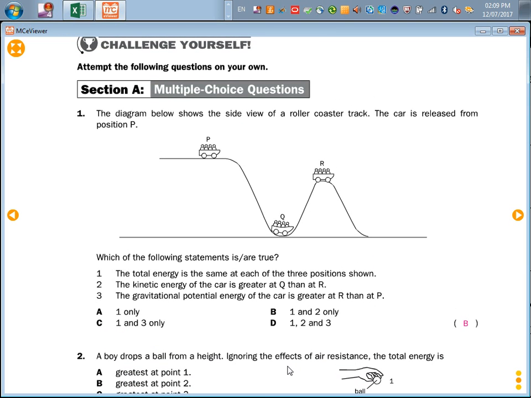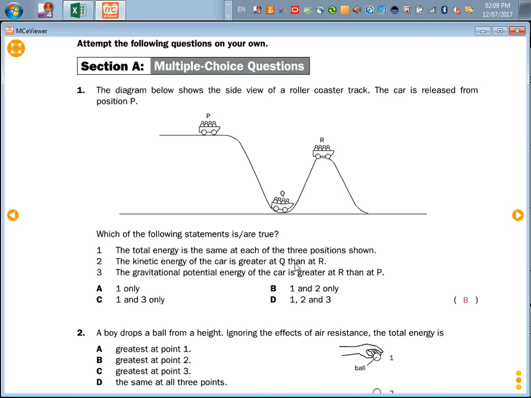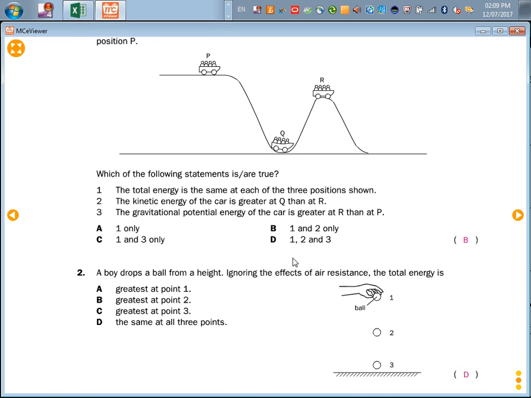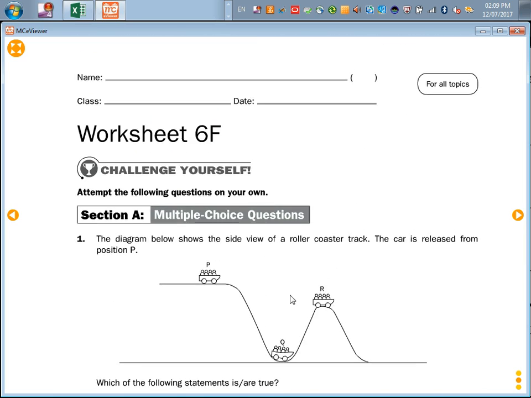Okay, 6F. Did I give you all 6F? Okay, so those from my class, you have 5 minutes now to work on worksheet 6F.